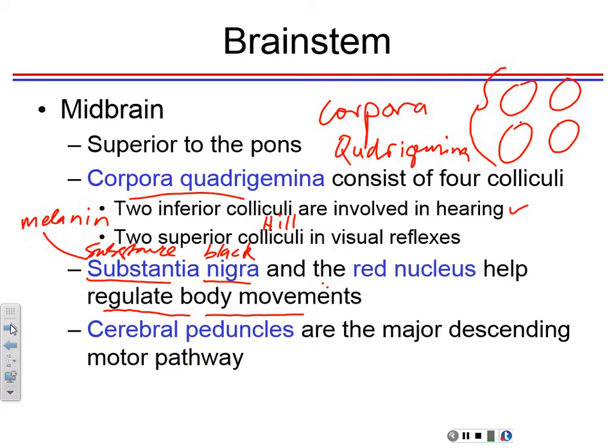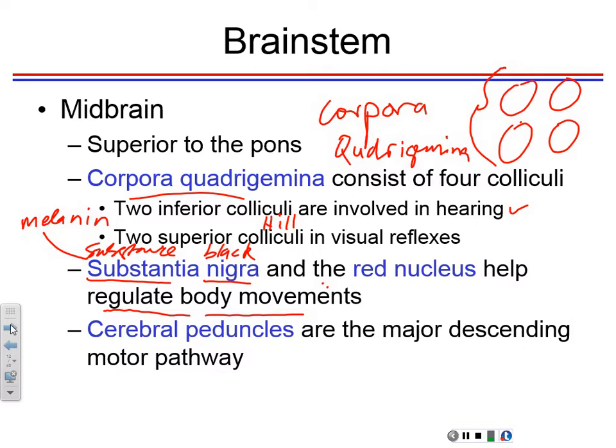It's split into all these different parts. See what I'm saying? Yeah, we're splitting it into smaller and smaller chunks and then saying what it does. Okay? If I ask about the corpora quadrigemina and I say what are the 2 functions of it, you then say the superior colliculus deals with vision, and then the inferior colliculus deals with hearing. Okay? Then the substantia nigra and the red nucleus, the ones with the color, they deal with body movements. Okay? They cancel unnecessary body activity, body movements.